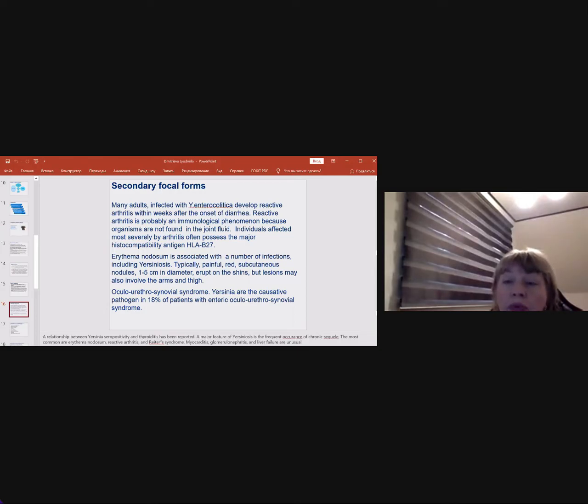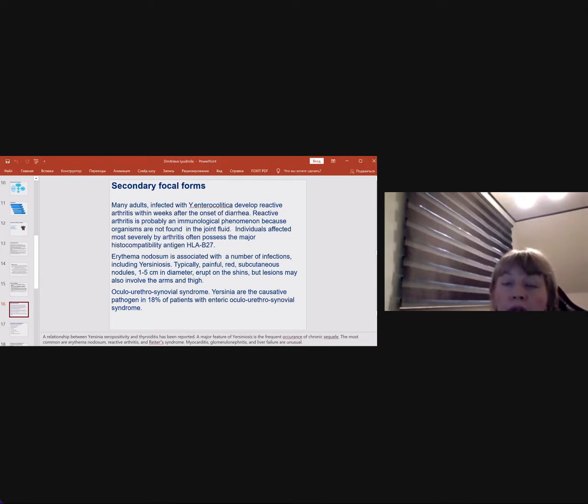And I asked these patients about their anamnesis, and they said that they had diarrhea, abdominal pain, and high temperature several weeks ago. We checked their blood. These patients had Yersiniosis, but they didn't receive antibiotic treatment. Then they received long-term antibiotic treatment. We usually use antibiotic therapy for not less than 2 weeks. And these patients had recovery.